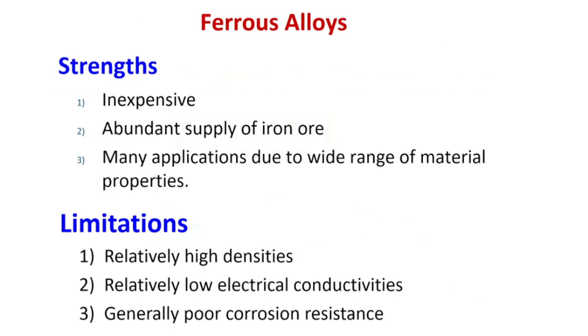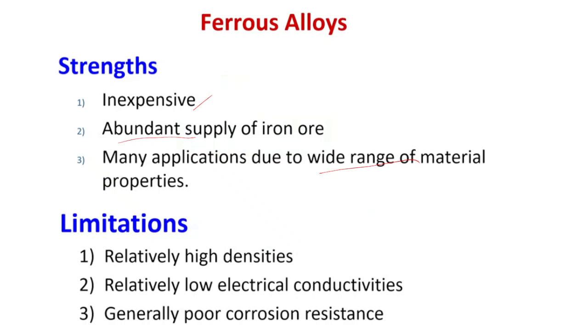Now we're going to see ferrous alloys. These are the advantages and disadvantages of ferrous alloys. They are easy to produce and inexpensive, meaning they are very cheap. They have abundant supply, so you have a lot of iron ore on this earth and we have no problem at all. That's why it is available very cheap, and a lot of research is done on this. Many applications are there due to the wide range of material properties. If we add different compositions of carbon, you will have different material properties.